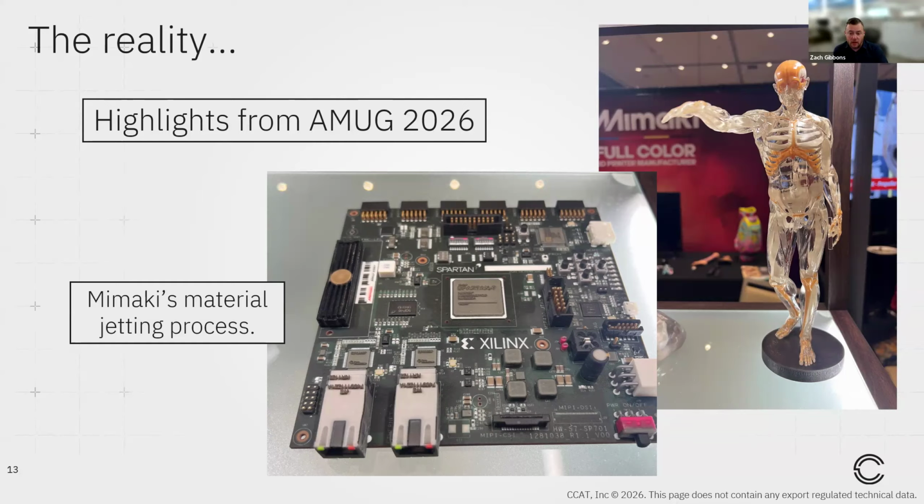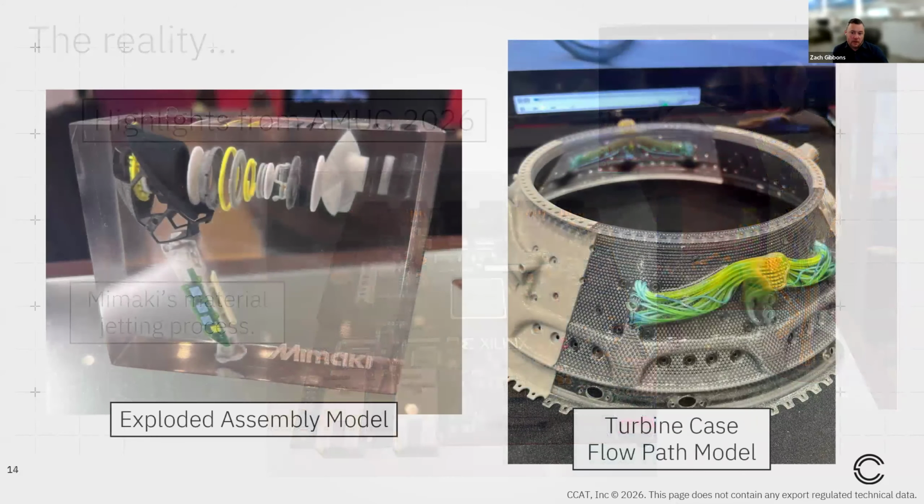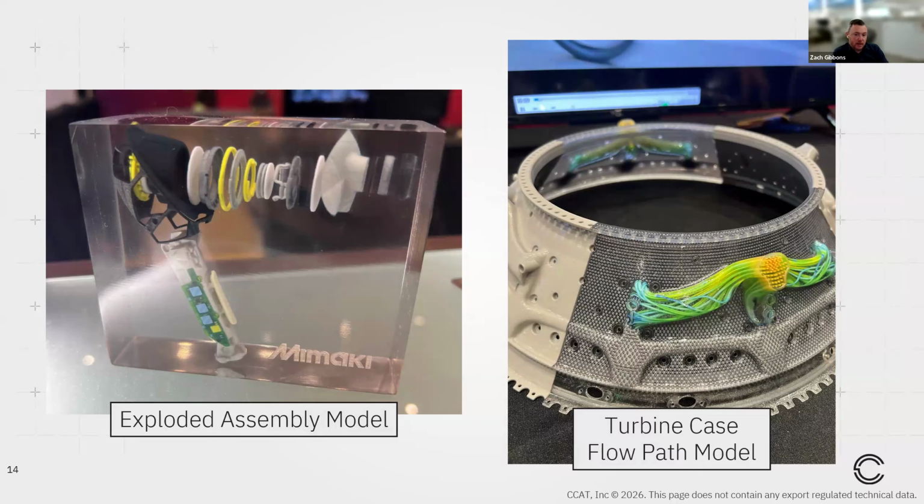So we have a couple different things going on here. We have a replica circuit board printed in full color. We also have some possible medical models, right, showing the human skeletal anatomy. And this is all printed together as one part in full colors. Still from Mimaki, some of their other display parts they had, some exploded assembly views that were encased in clear resin. And on the right side of the screen, we have an example turbine case with some differing colors actually modeling flow paths through that particular geometry. Okay, so just some examples of what we can do today.